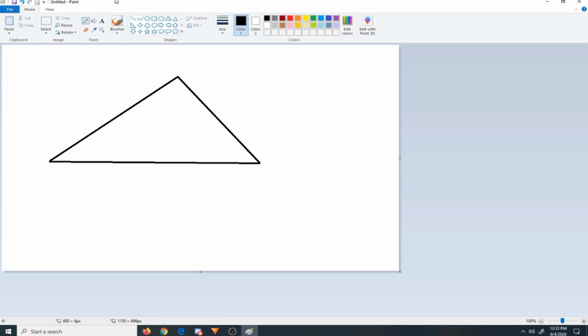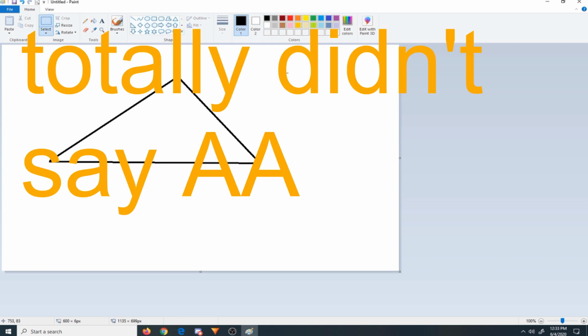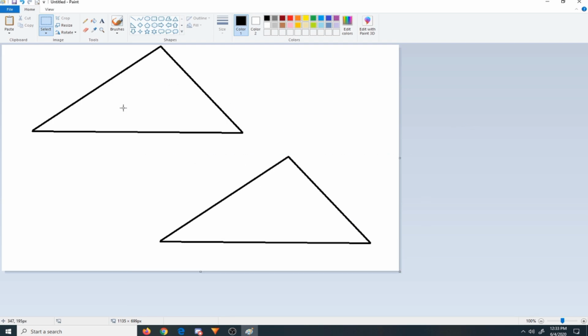So I'm going to prove side, angle, side. These two triangles, I know they're congruent because I copied and pasted the same exact one. However, if I were to prove that they were congruent, all I would need is a side, another side, and then an angle that would be in between them. The reason is because if I were to take a side and another side, come on, Windows Paint.